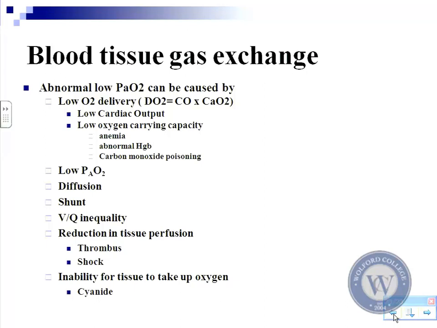The reason it's going up is because the oxygen is not being taken up by the tissue. It is now inhibiting the uptake at the tissue level. What cyanide does is it poisons the mitochondria. So there's no reason for the oxygen to be taken up by the cell anymore.